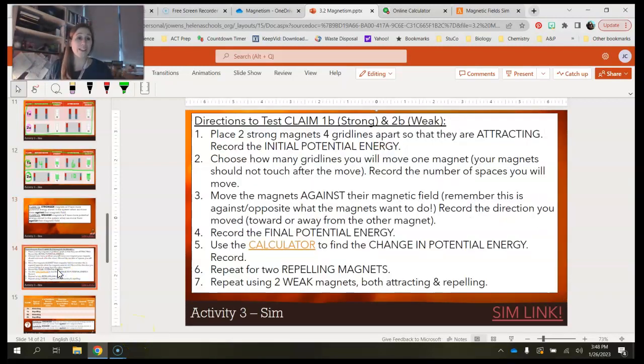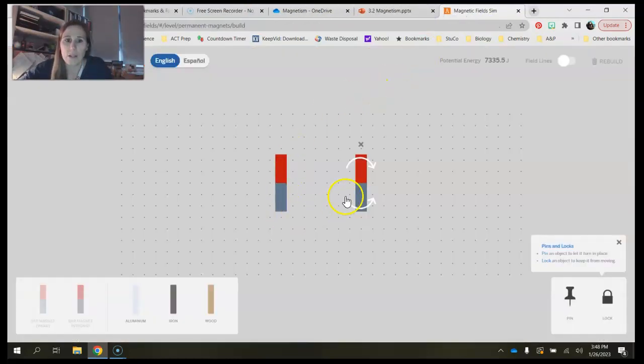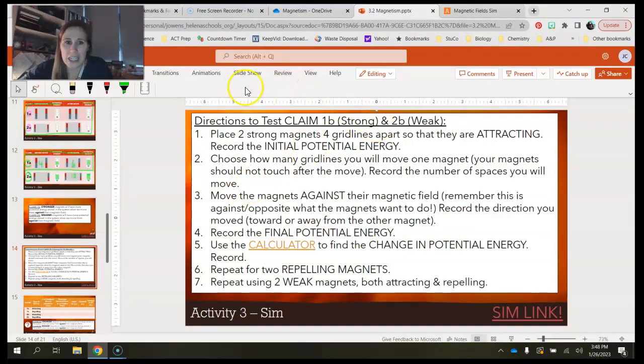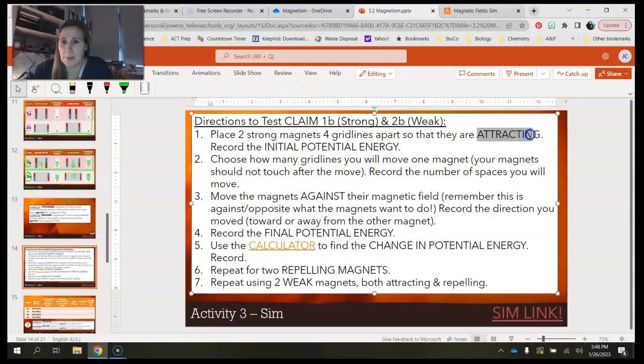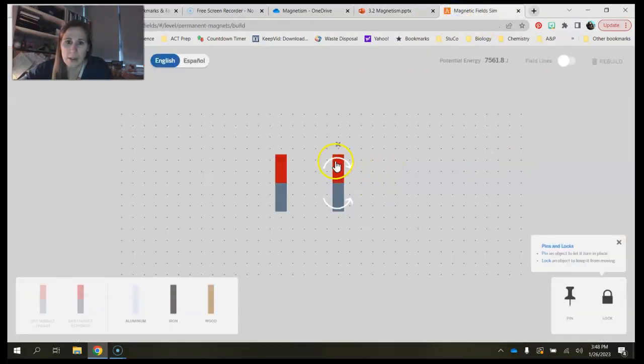You only have one set of directions because you're going to be doing the same distance in between your magnets every time. Okay, so place 2 strong magnets 4 grid lines apart. Okay, record your initial potential energy. We want this system to be attracting this time. So I'm going to go ahead and flip this one so it's attracting.